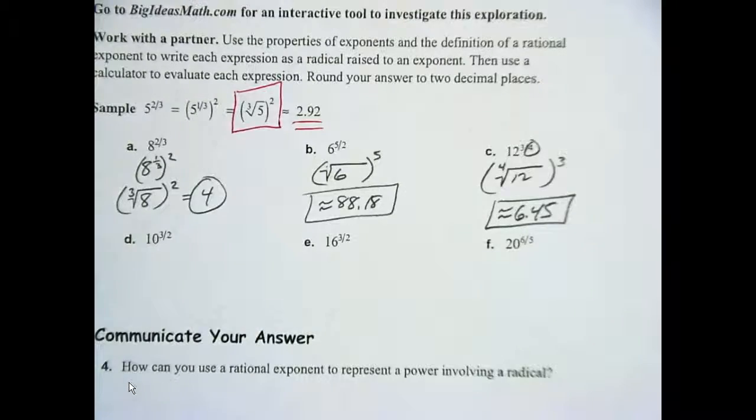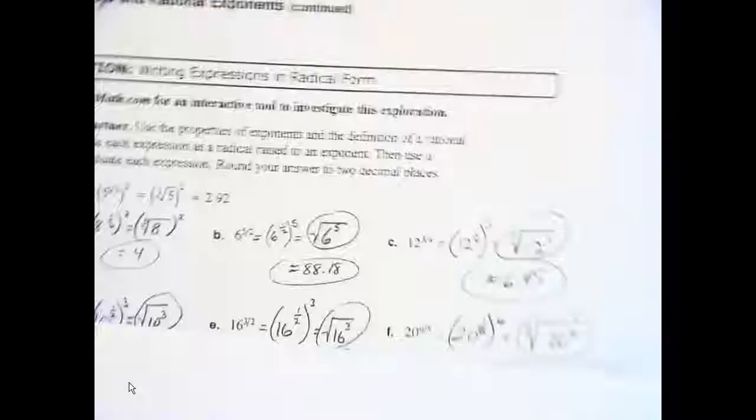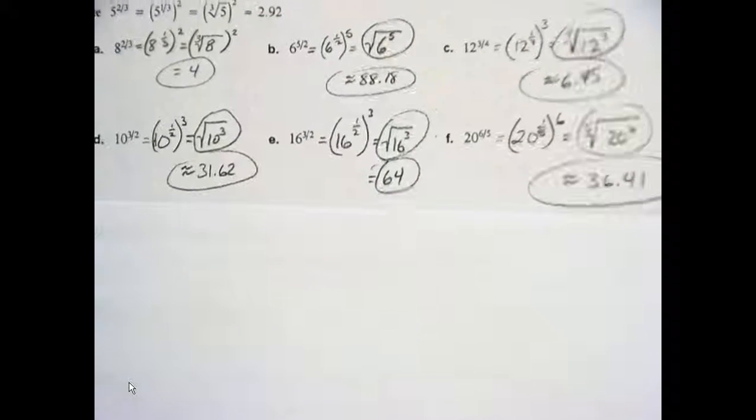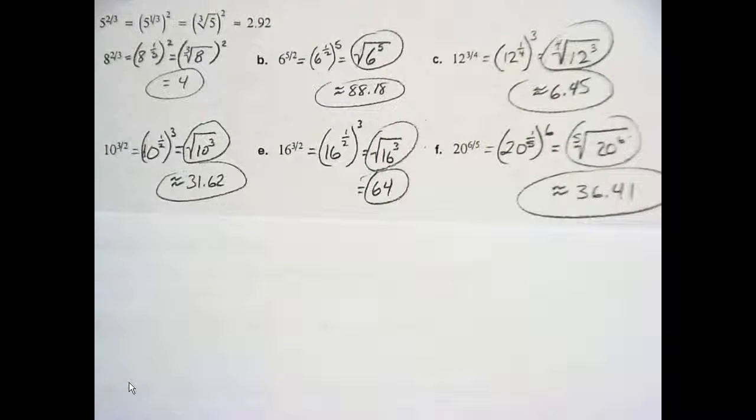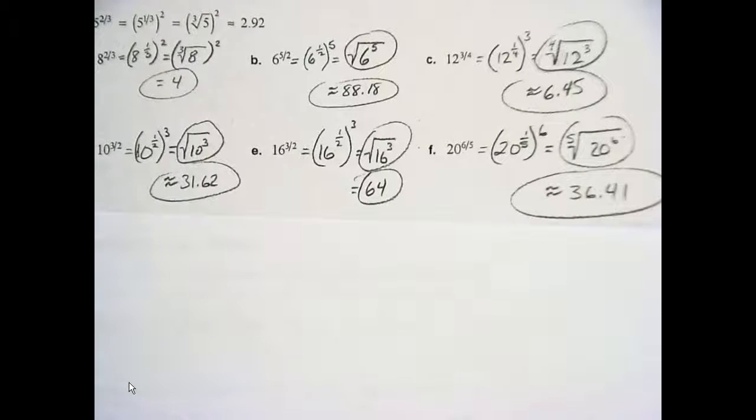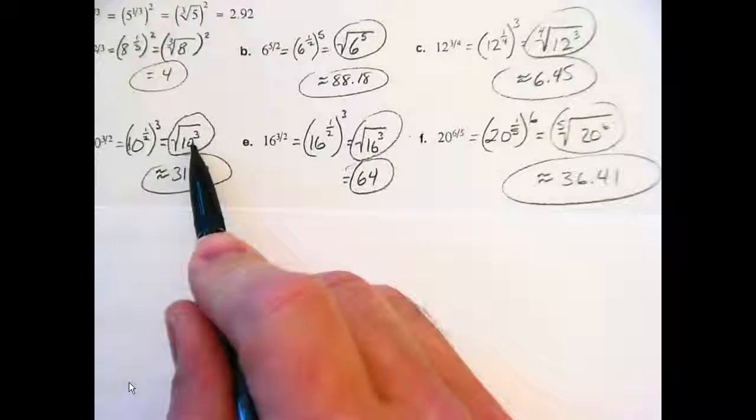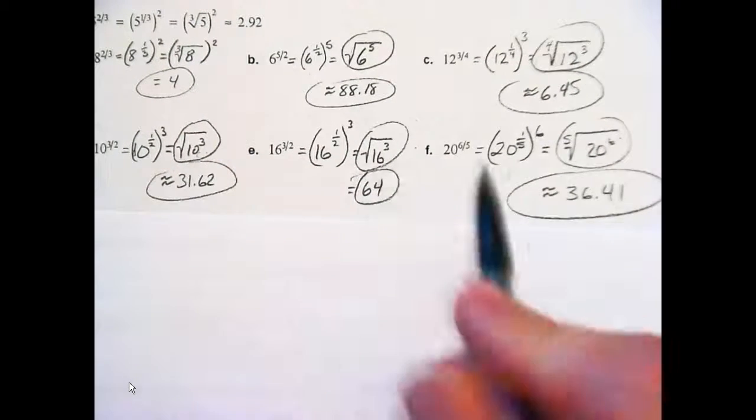Okay, I'm going to put the next three up there just so you can see them, and then we're going to hopefully move on to the last bit here. There you go. Check them out. 31.62, 64, and 36.41. Key also is writing it in this form, square root of 10 cubed.